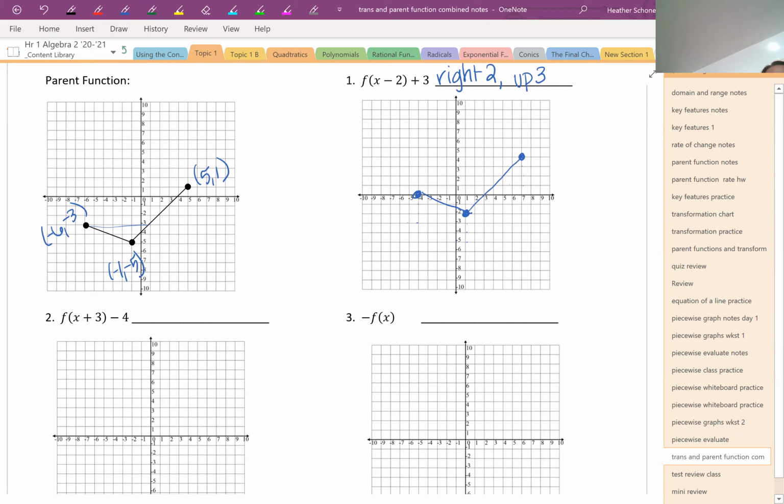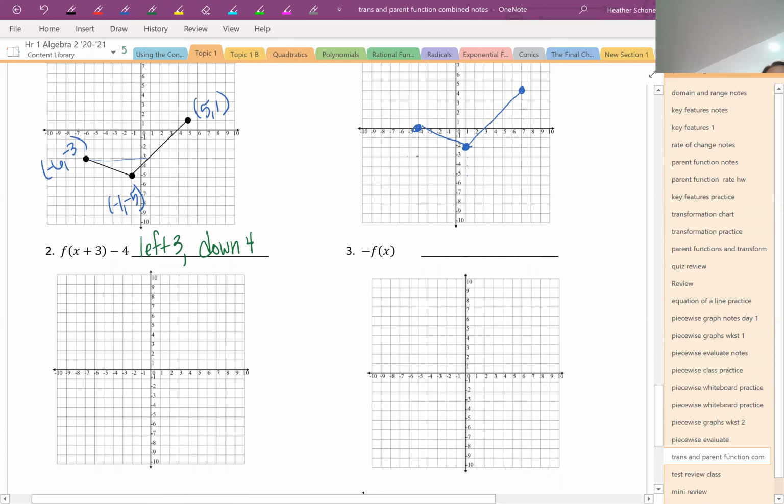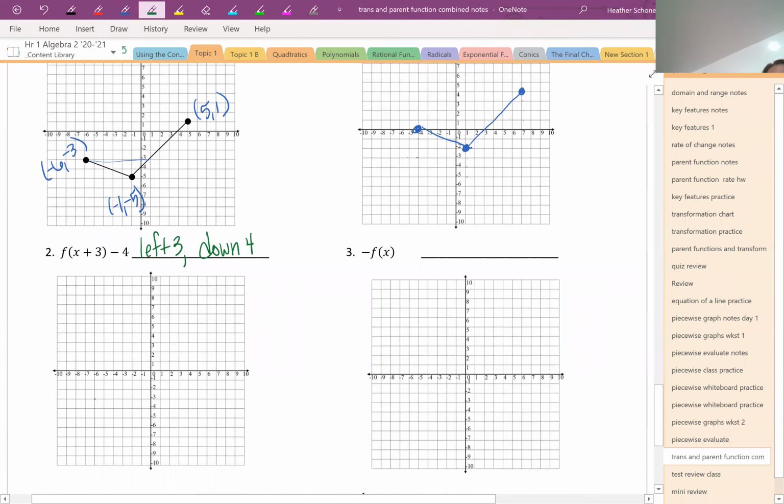Okay, let's try it again. This one, the 3 is inside. That's going to move it right and left and the opposite of what you think. So it's going to be left 3. The -4 is outside, so that's up and down and exactly what you think. So that one is going to be down 4. So my original point was -6, -3. And so now I'm going to go left 3 and down 4.